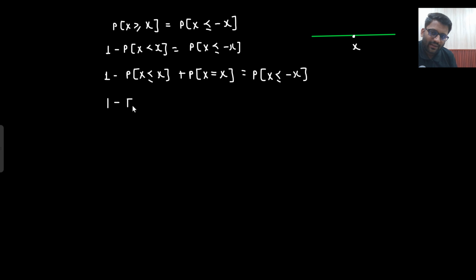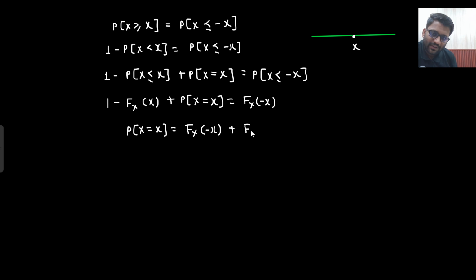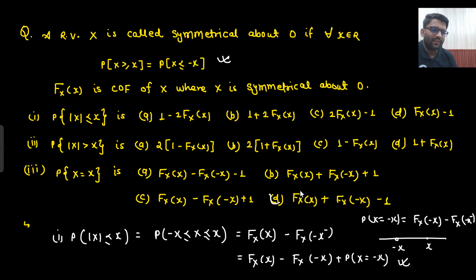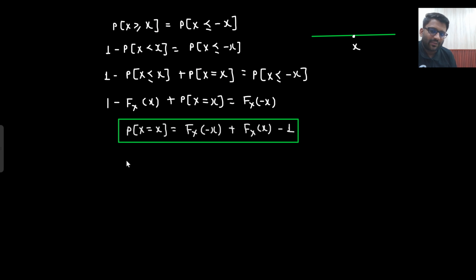So that now I can write it down as fx of x plus probability of x equals x is equal to fx of minus x. So from here, your probability of x equals x is coming out to be fx of minus x plus fx of x minus 1. There you go. This is something that you are getting, and this will answer your third question. Now from this expression, can you let me know what will be the probability of x equals minus x? So basically, in place of x, you need to put minus x. So this will become plus x, this will become minus x.